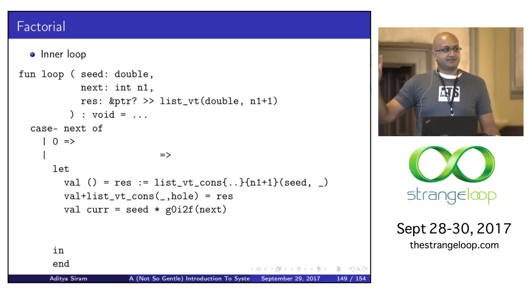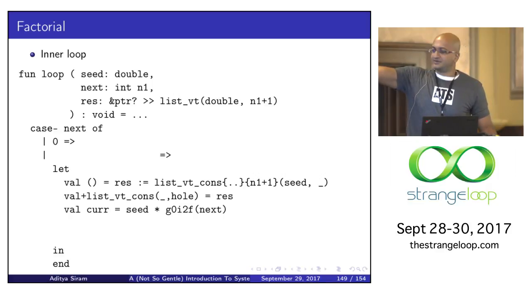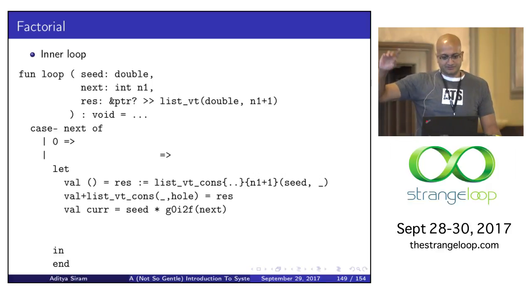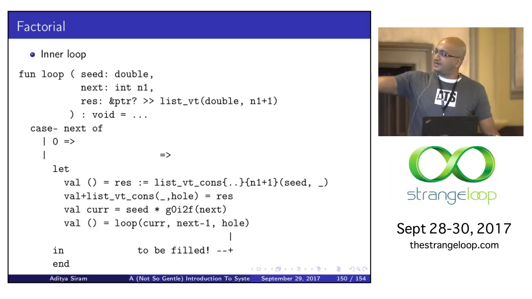And then we calculate the next seed because we have to use that cheesy G012F function, which coerces from an integer to a float. Again, I apologize. And then we call loop and pass in that hole. And that's the hole to be filled.